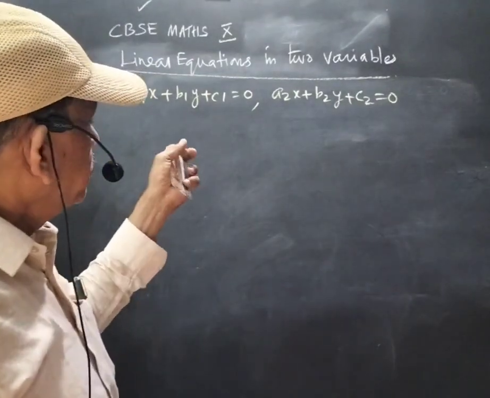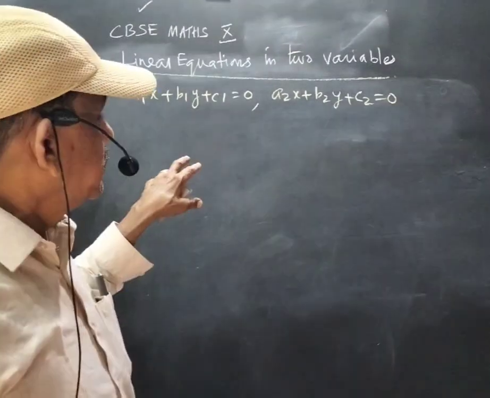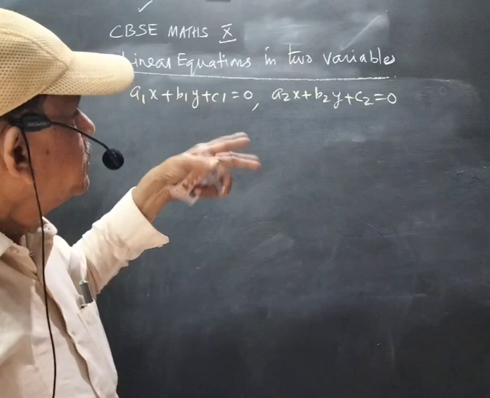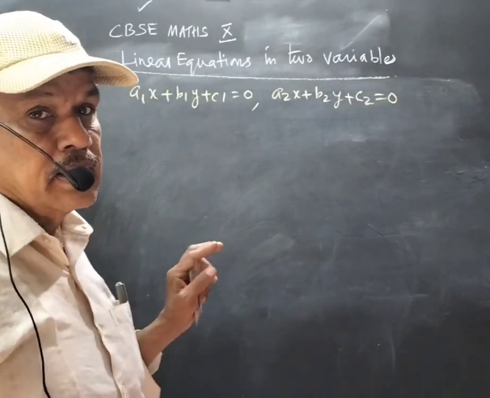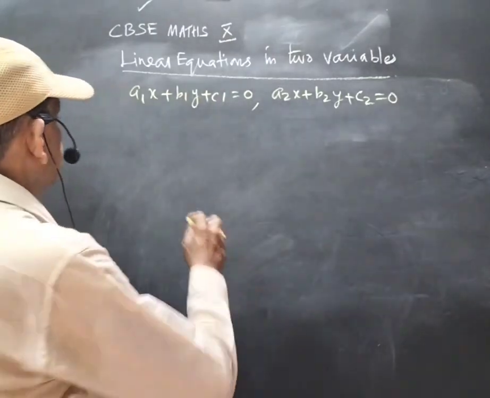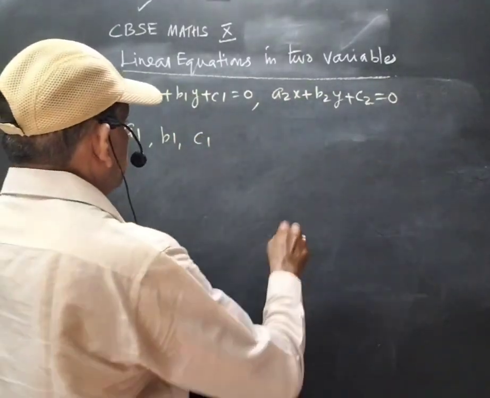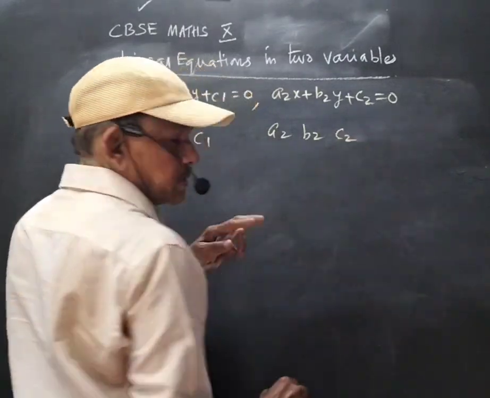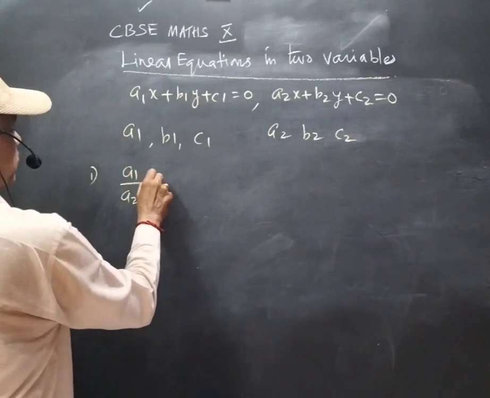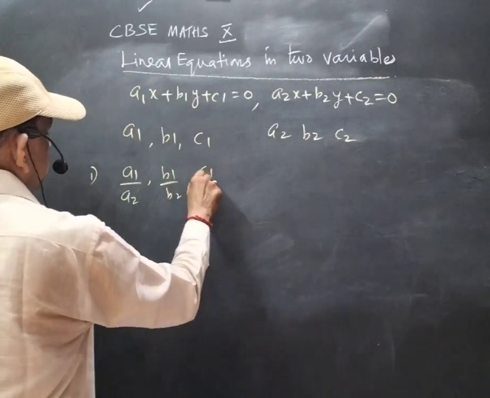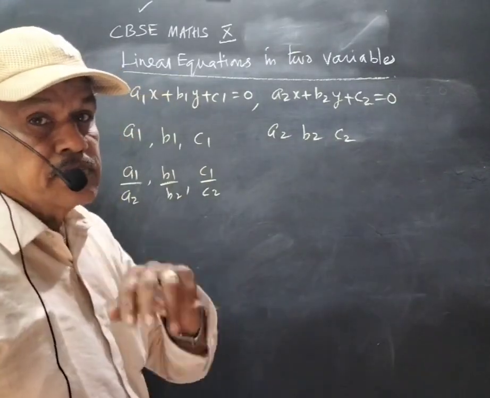Using the coefficients a1, b1, c1 and a2, b2, c2, we have formed three types of results, and upon the results we can decide, without actually drawing the curve, whether they are intersecting or coinciding or parallel lines. Now select the coefficients a1, b1, c1 from the first equation and a2, b2, c2 from the second equation. Now consider the ratios a1 by a2, b1 by b2, c1 by c2. Calculate all these three ratios. Now we are going to infer three types of results.